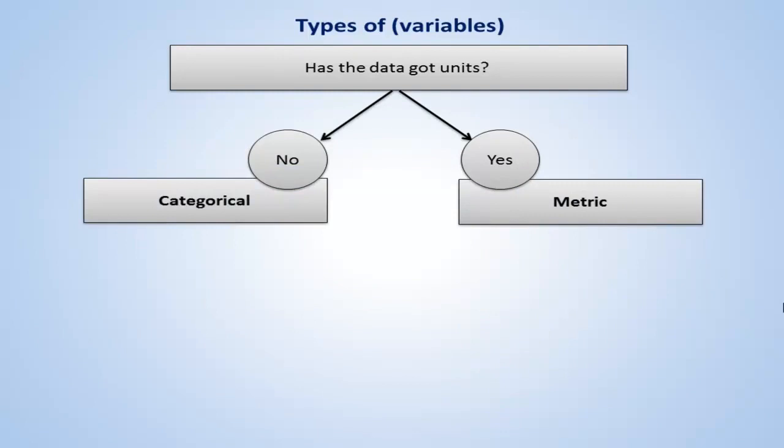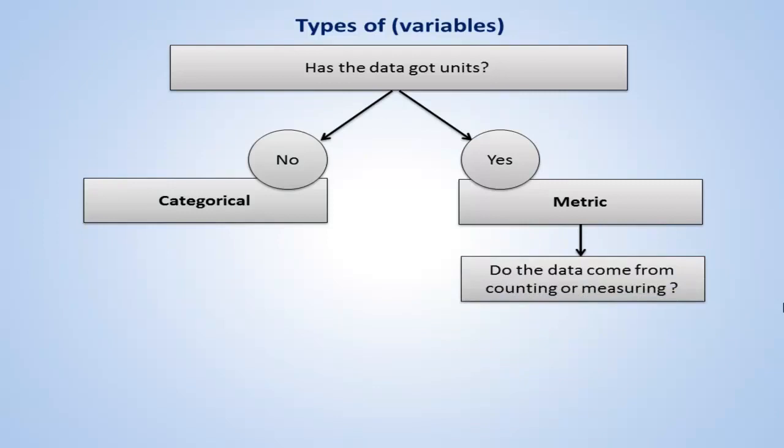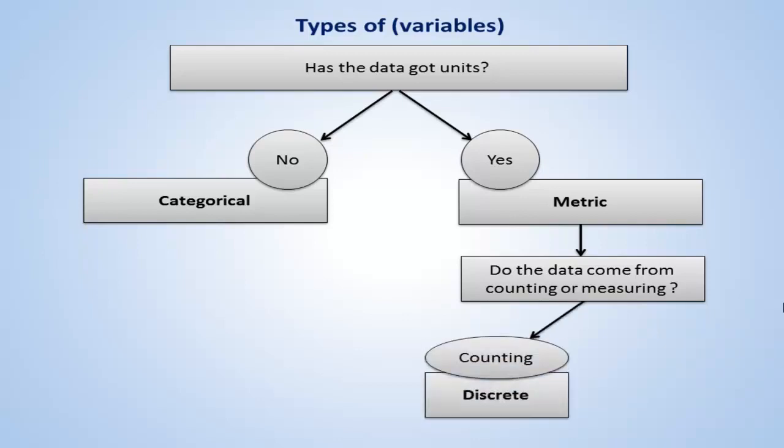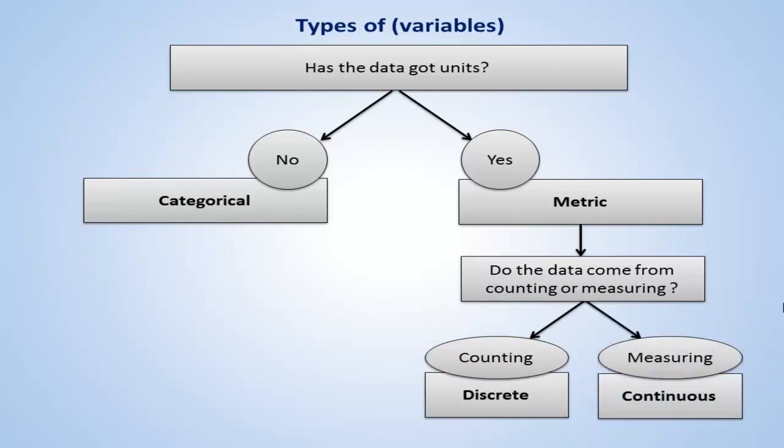If the data is metric, you have to ask another question to identify whether it is discrete metric or continuous metric. This question is, does this data come from counting or measuring? If the data comes from counting things, the number of things, then it is discrete. And if the data comes from measuring things using a measurement tool or device, then it is continuous metric data.